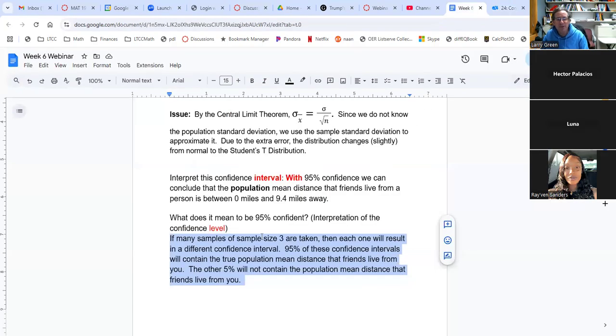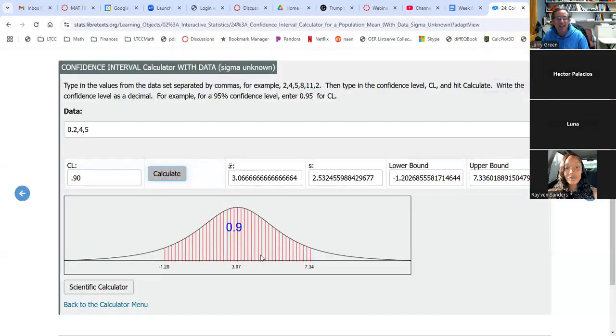Okay, so it's very important to know the difference. What if you wanted to be 99% confident and still have a small margin of error? What would you have to do? Any thoughts?